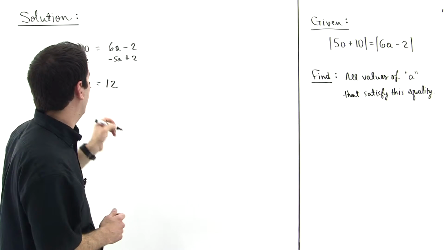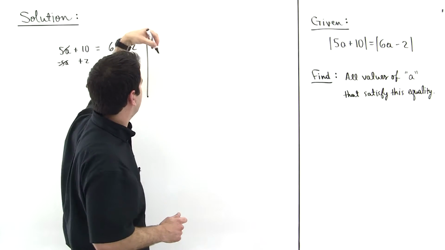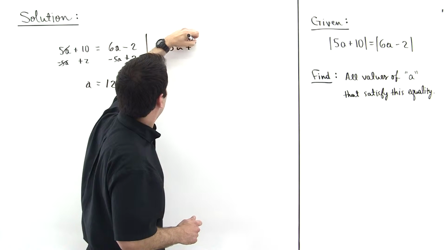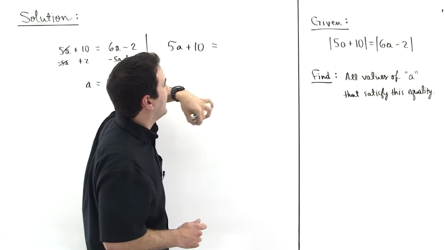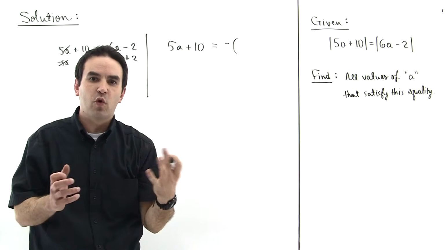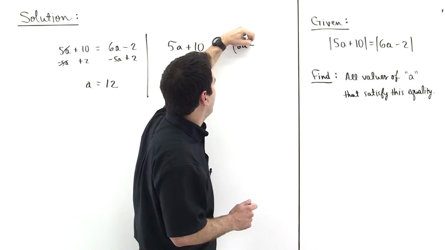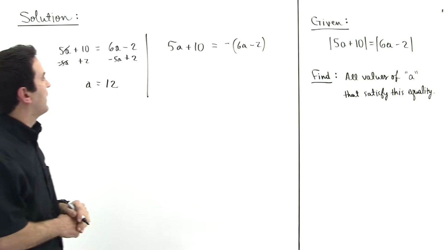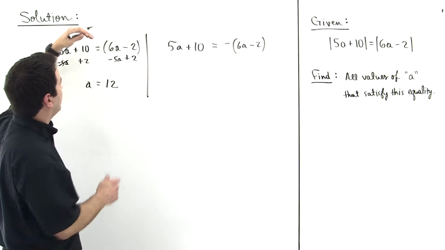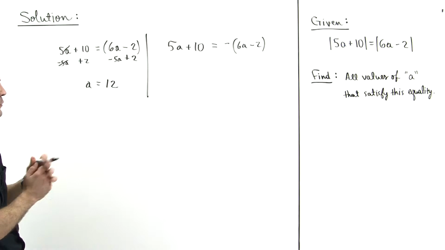Now we're going to do the following. Let's take the left side and just leave it as 5a plus 10. But for the right side, let it be equal to negative, open parentheses, and then whatever the quantity is. In this case, it's 6a minus 2. So over here, we let it be equal to the positive, right? We just let this thing alone. This was the positive root, if you will.